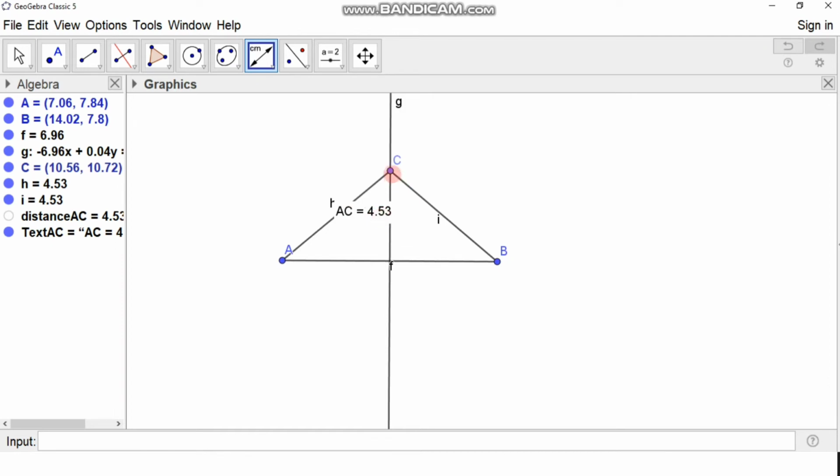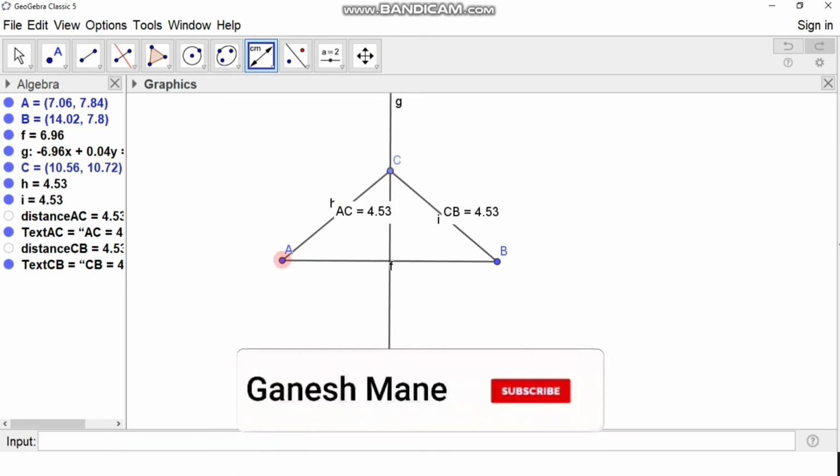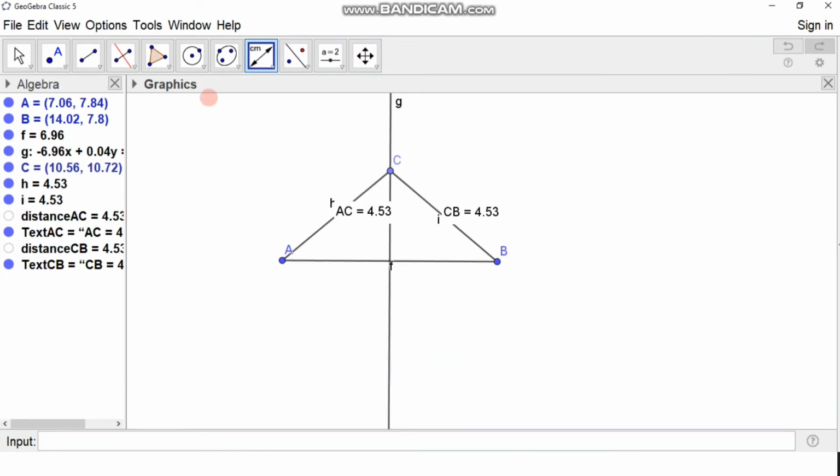In the same way, we can find the distance CB. So for that, click on point C and then on point B. We get the distance CB as 4.53 here. So as we can observe, the length AC is 4.53 and length CB is also 4.53. That means the point on this perpendicular bisector, that is point C, is equidistant from the endpoints A and B of segment AB. Let us have another point on this perpendicular bisector.